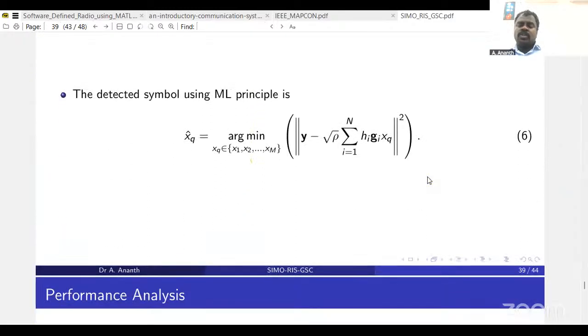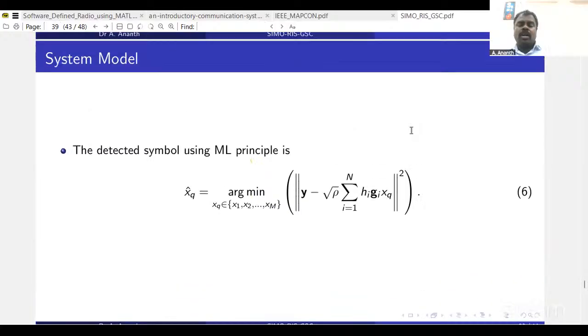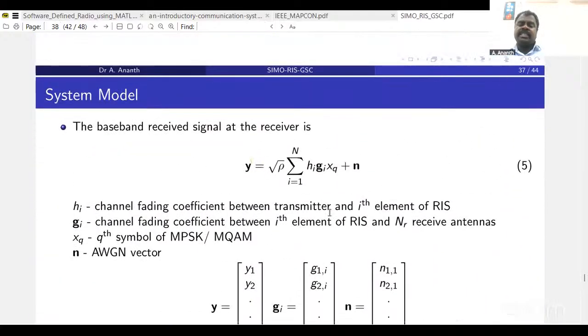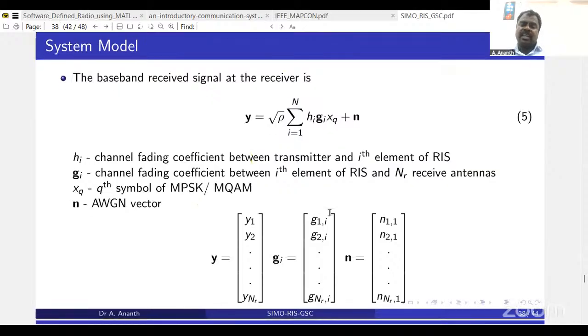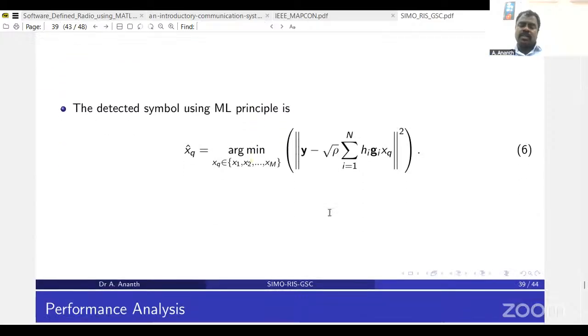Earlier we were using only one transmitter and one receiver antenna in the previous system model, so we had only an absolute operator. Now we have multiple receiver antennas, so what is received at the receiver side is no longer a 1 cross 1 complex number, but a vector. To address this vector, we take the norm operator. The rest of the things are going to be the same, written based on your transmitted signal expression: norm squared of Y minus square root of rho, summation i equal to 1 to N, h_i g_i vector x_q. That's it.